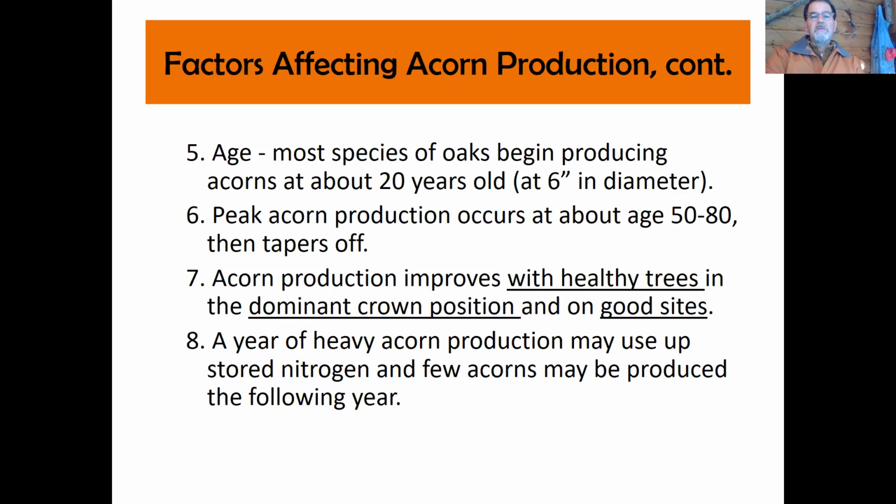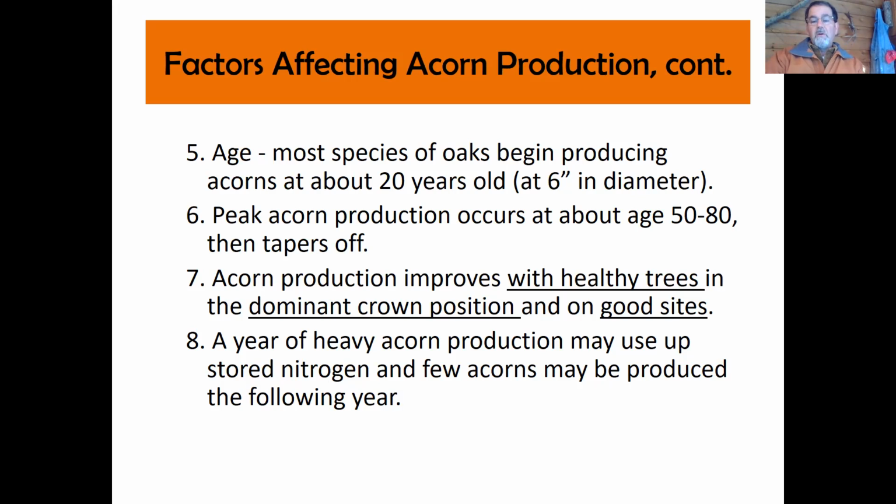Continuing with these factors, age, of course, is important too. Most species of oak begin producing acorns at about 20 years old, or roughly about 6 inches in diameter, and they will continue, and peak production occurs at about age 50 to 80. Of course, this depends on a number of factors, but then it will taper off as trees begin to become over mature. Again, trees will have to redirect their energy away from acorn production and more toward the physiological processes for it to survive, such as respiration.